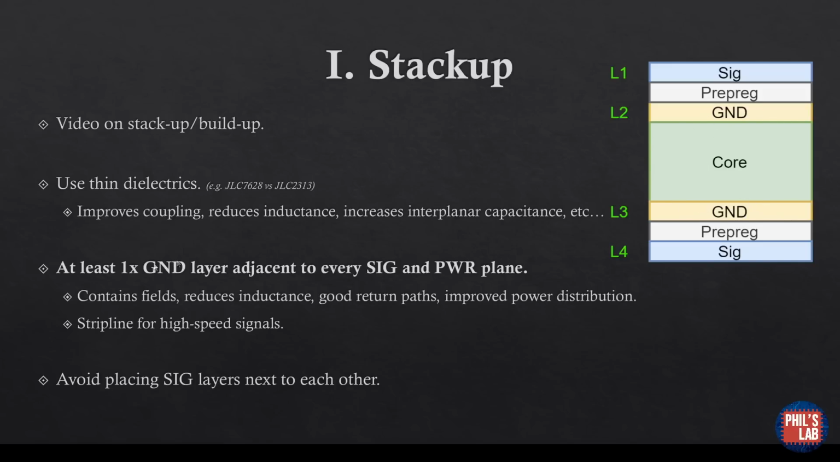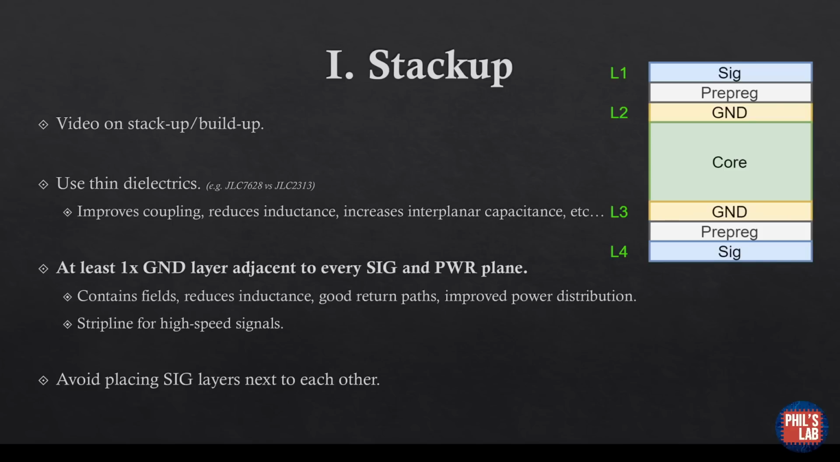Additionally, I want at least one ground layer adjacent to every signal and power plane. Again, we want to contain fields, we want to reduce our inductance, we want to provide good return paths and improve the power distribution. Typically, for very high-speed signals, I'll route them as stripline, so on my internal layers, and that'll be typically on higher layer boards, 6, 8, 10, and so forth.